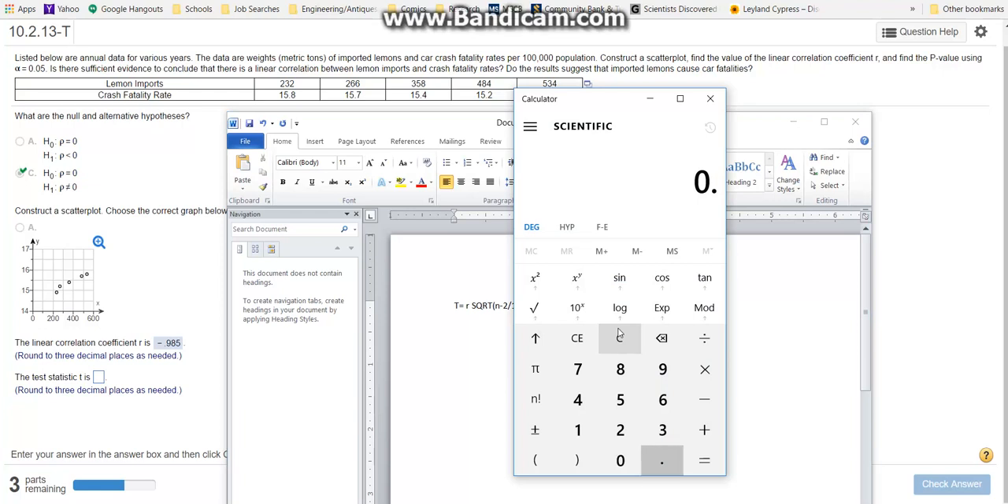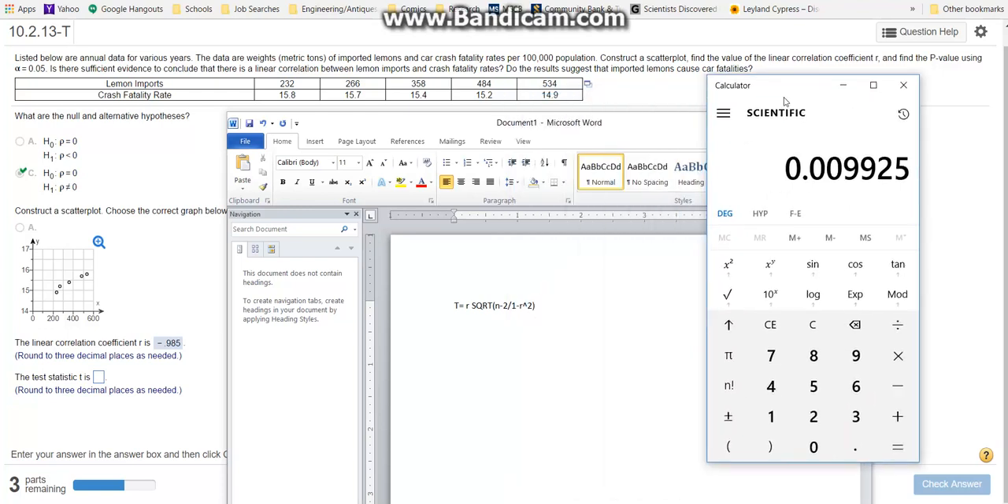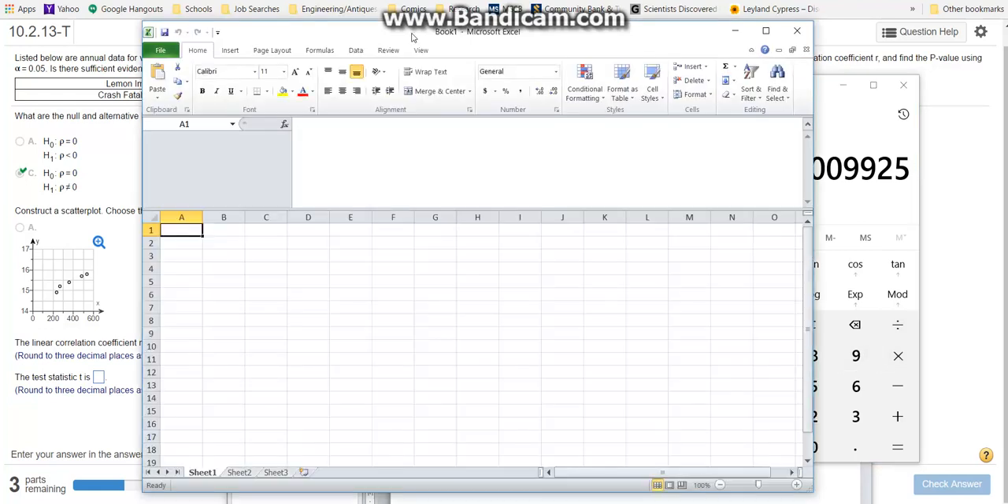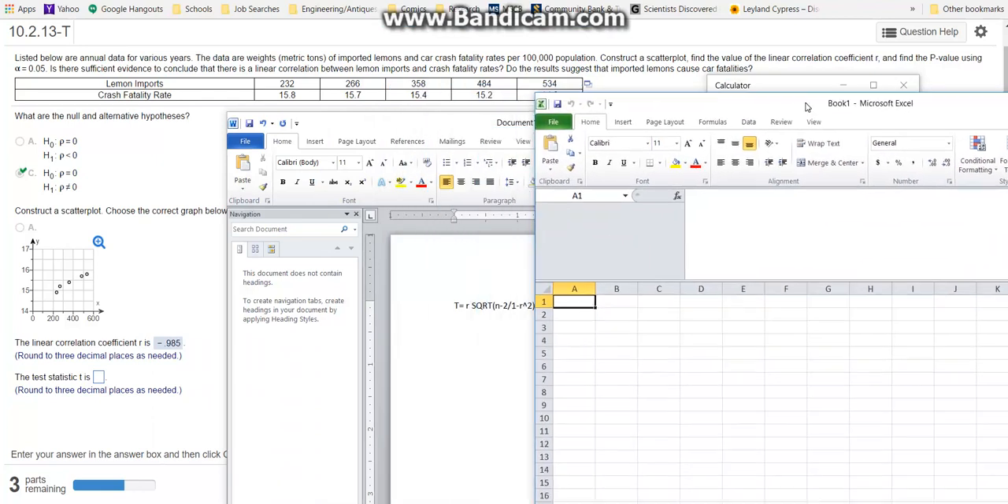So 0.985 squared, and then I'm going to put a negative in front of that and add that to 1, and then divide that by 3. Okay, and that didn't work out very well. I don't have an inverse function on this calculator anymore, which really stinks. So let me try to see if I can do this as expediently as possible in Excel.